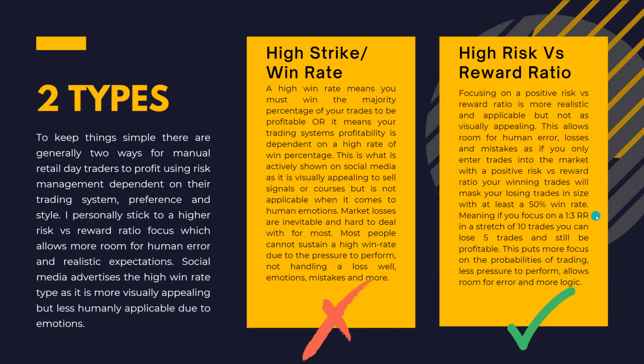So in my opinion, when you focus on a higher risk versus reward ratio, there's a lot more positives that are actually applicable to human emotions and psychology. 1, you focus more on the probabilities. 2, you focus more on the actual math of your wins and losses and how your wins outweigh your losses to have you still profit. 3, this gives you room for error. You know, in a stretch of 10 trades, as long as you're focusing on this positive RR, you can risk losing 50%. You can risk losing 40% of your trades. You can even risk losing 60% of your trades the higher your RR is, right?